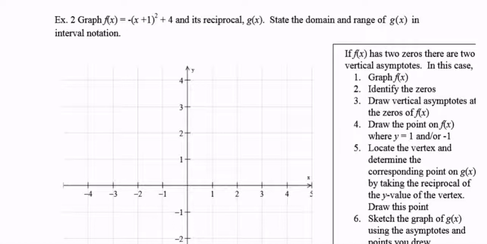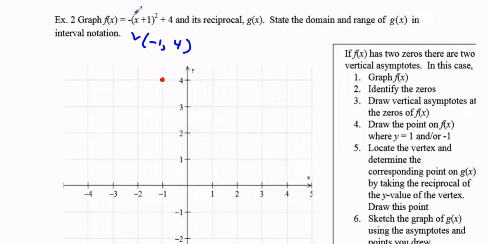Okay, so it says graph this one. I look at this. This is vertex form. I am going to identify the vertex: -1, 4, right? We take the opposite sign of what's in here. I also know that this is a parabola that opens down because of the negative here. So I'm going to go to -1, 4, and I'm using red here for my original. So -1, 4.